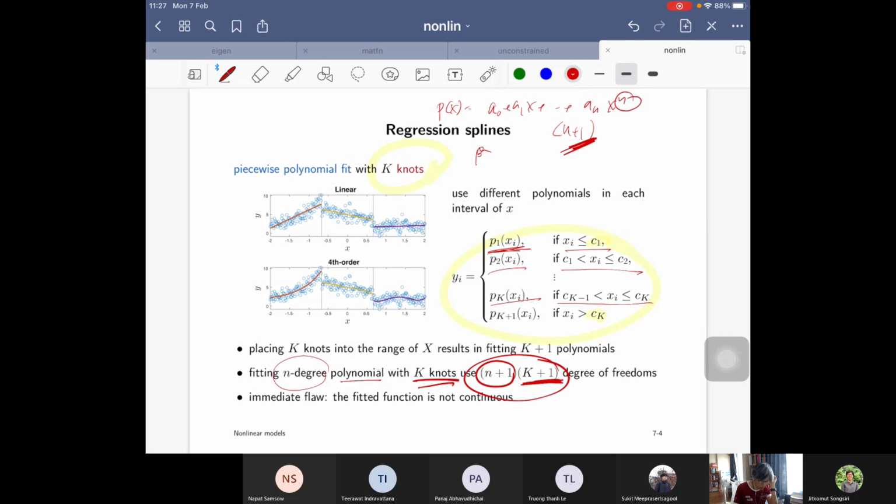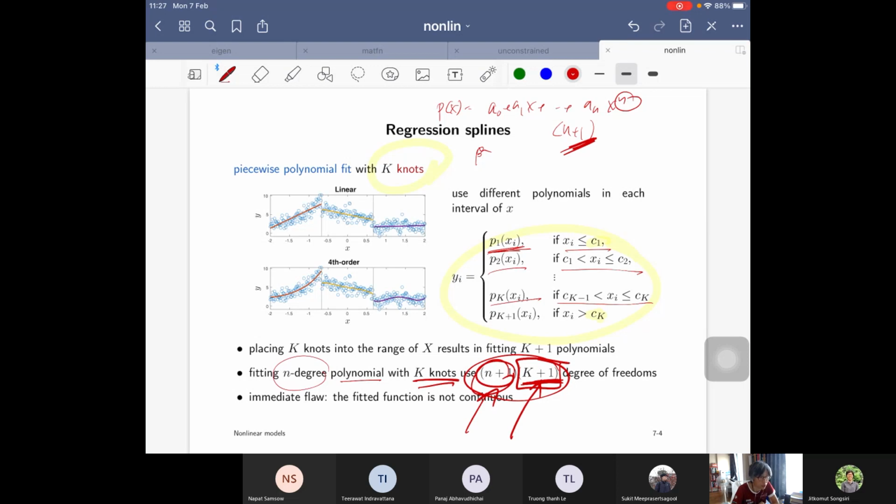You introduce more flexibility, more degrees of freedom, because of this factor k plus 1 when you chop off the interval of predictors x. You can increase even more flexibility by introducing higher order terms in the polynomial. So there are two ways. It's not a trade-off; there are two ways to increase degrees of freedom.